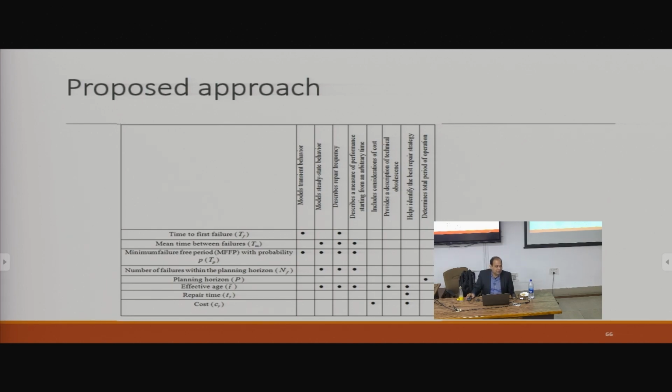Number of failures, right? So first we look at planning horizon. So you say, okay, what is the planning horizon? Is this going to continue on forever, or do you have a retirement date? Once you have a retirement date, then you can talk about things like number of failures within the planning horizon, or expected number of failures within the planning horizon. Okay, so that captures other aspects of system failure.